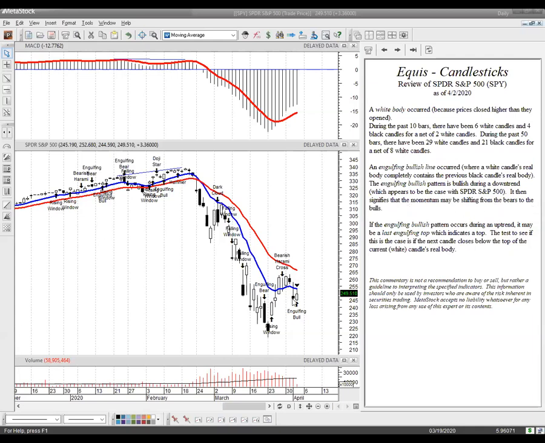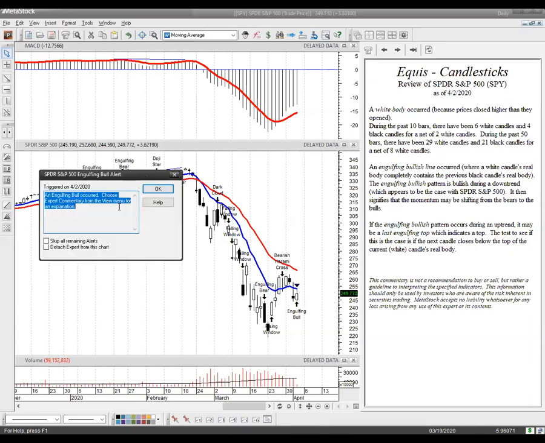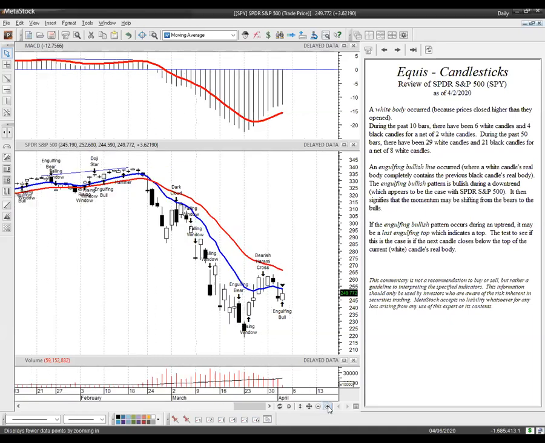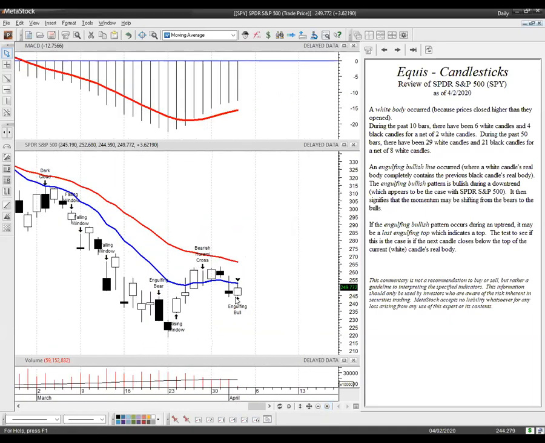Okay, so I'm also getting an alert here. But in order for this to remain an engulfing bull, this white body is going to have to completely eclipse this dark body at the end of the day today. So this signal might go away because it's not even lunchtime yet. Well, actually, it's almost lunchtime in New York, but not here. It's 9:30 a.m. here.